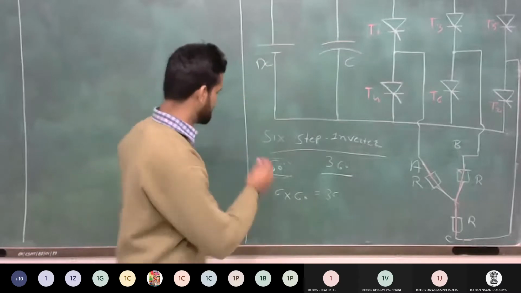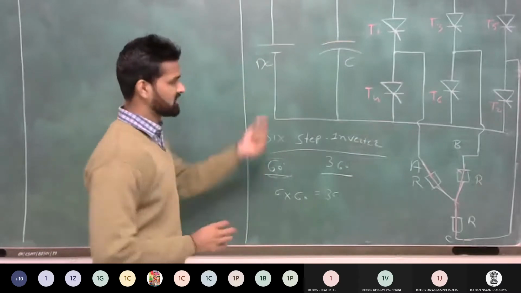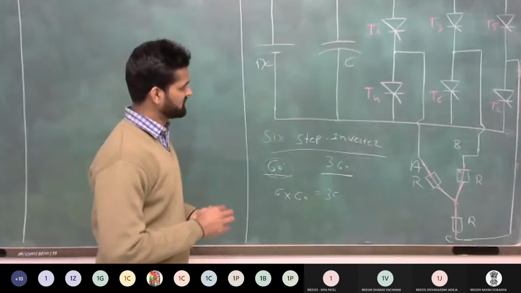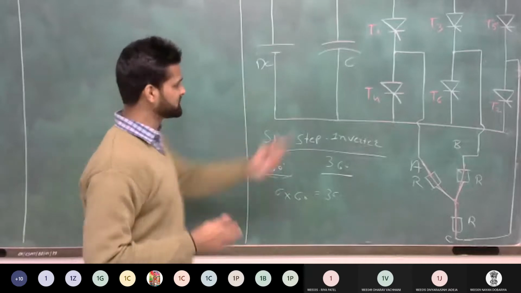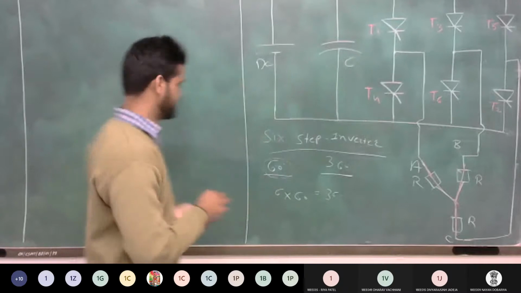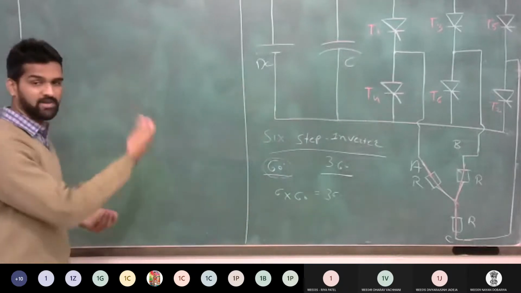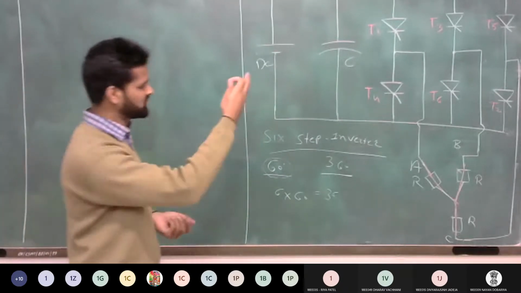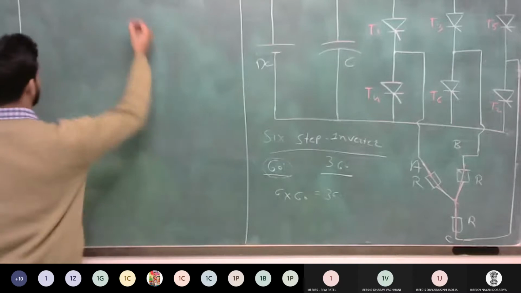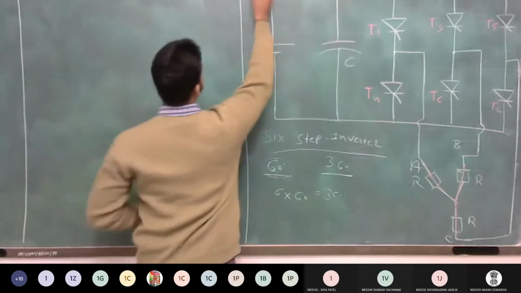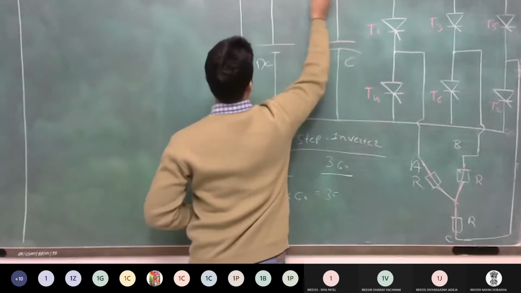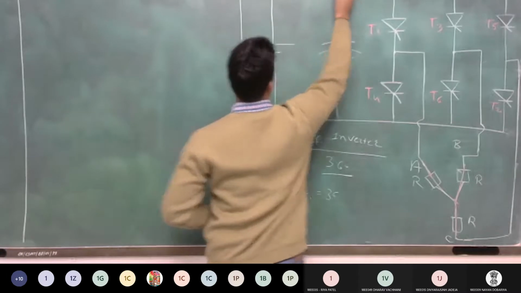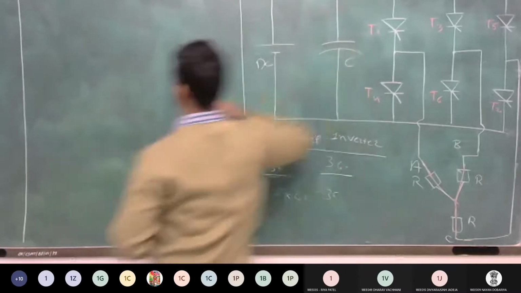Okay. So let's understand the operation of this three-phase inverter. How are these switches on for 180-degree duration? Each switch is on for 180-degree duration. So let's draw the gate pulse which we provide to each and every thyristor in this 180-degree mode of voltage source inverter.